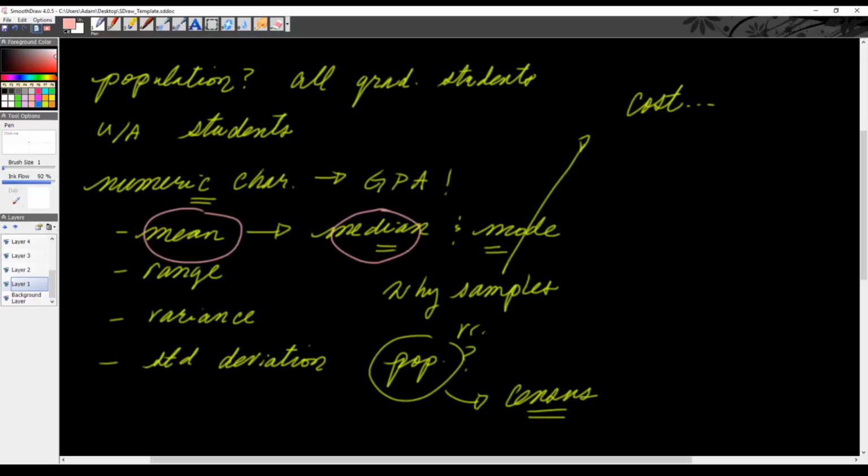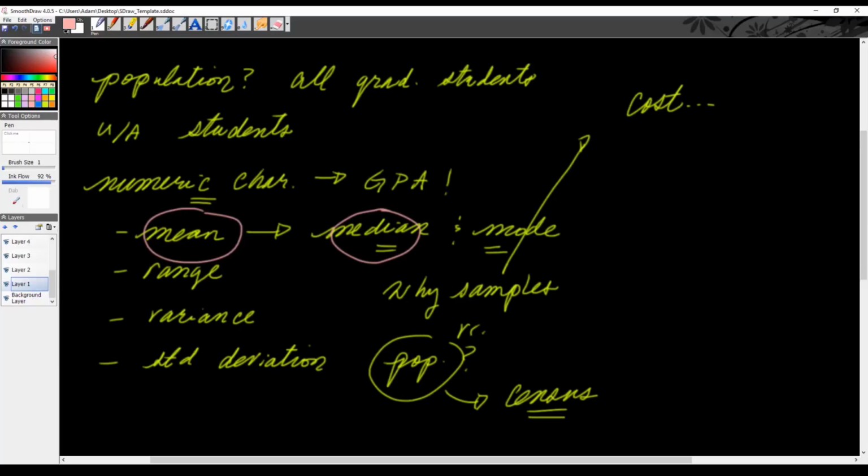Let's think of an example. How about the population of all college students or all graduate students? What are the units of analysis in this case? The unit of analysis, or the unit upon which measurements are taken, in this case, is students. So students comprise the population, and we're referring to all college students.